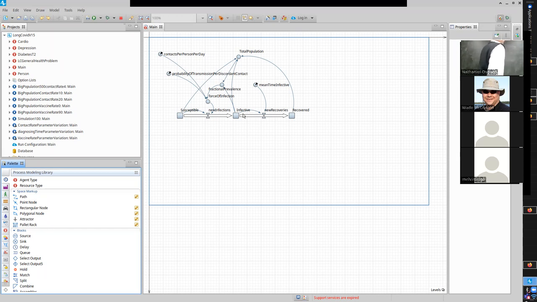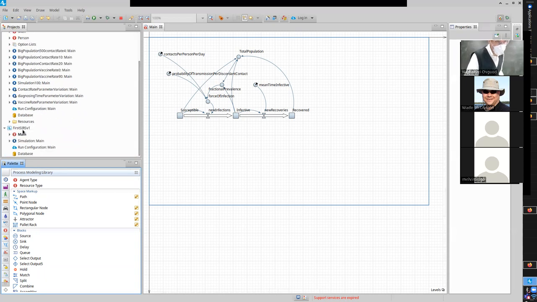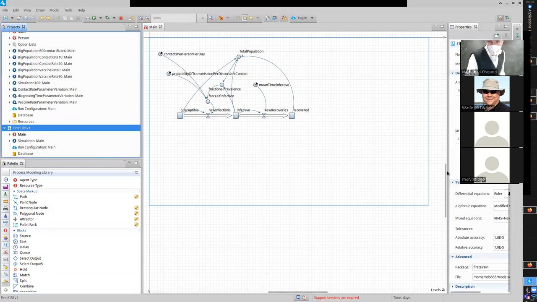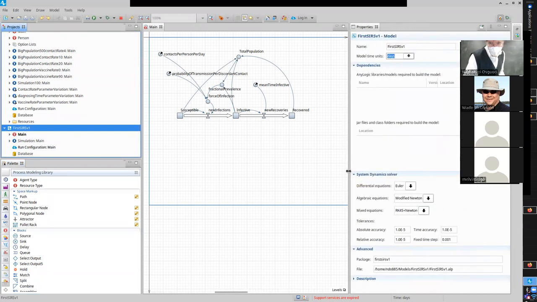And then beyond this, we're going to have a recovery time, which we call the mean time for infective. I'm going to call it tau, okay? This is a time. So in this case, the time unit of the model was days. So we're going to have time be measured in days.